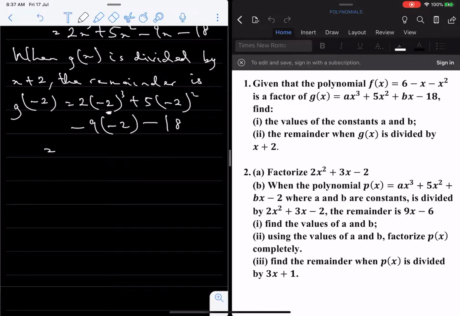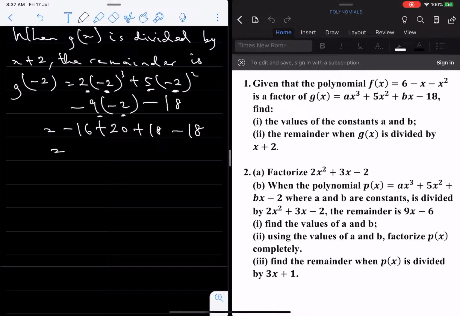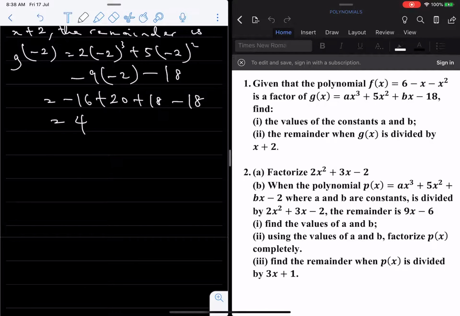Minus 2 cubed is minus 8, times 2 is minus 16. Minus 2 squared is 4, times 5 is 20. Minus 2 times minus 9 is 18, minus 18. And that means minus 16 plus 20 is 4. 4 plus 18 is 22. 22 minus 18 is 4. So the remainder when g of x is divided by x plus 2 is 4.